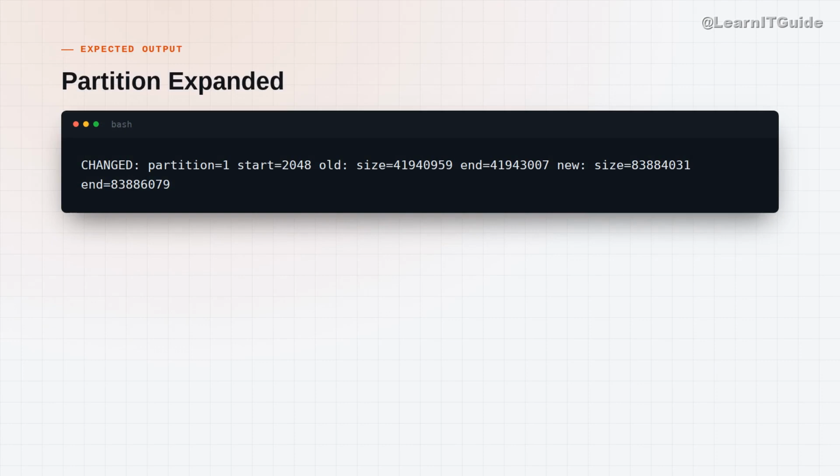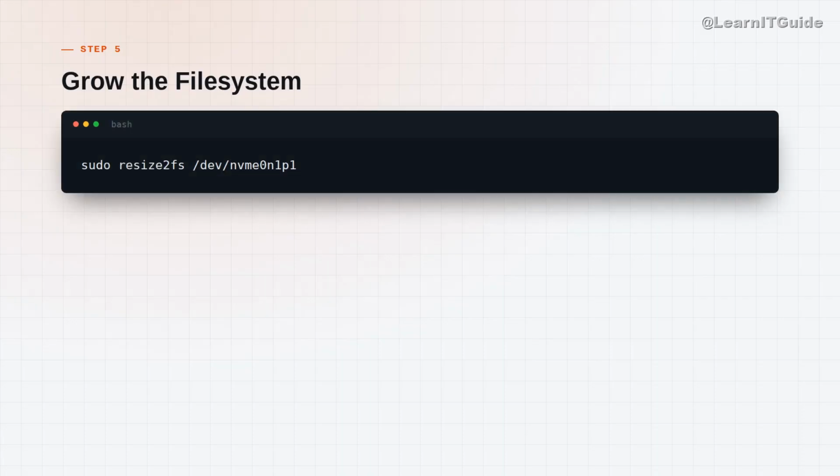We have successfully expanded the partition, but the file system inside that partition still thinks it is 20 GB. We need one final step to stretch the file system to fit the new, larger partition size. This is the point of no return, so ensure your backups are verified. For ext4 file systems, we use the resize2fs command. If you are using XFS instead, you would use the xfs_growfs command.